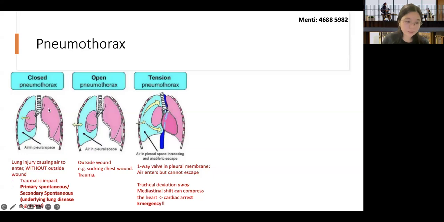Some other types of pneumothorax would be a closed or open one. If it's a closed pneumothorax, it could be from COPD, as we just mentioned, or we could have a traumatic impact. So basically, you have this hole in the inner lung tissue. So when you breathe in, air goes in. But with an open pneumothorax, the hole is in the outer layer. So this is usually due to trauma, like in a car accident. So air is coming in from the outside.